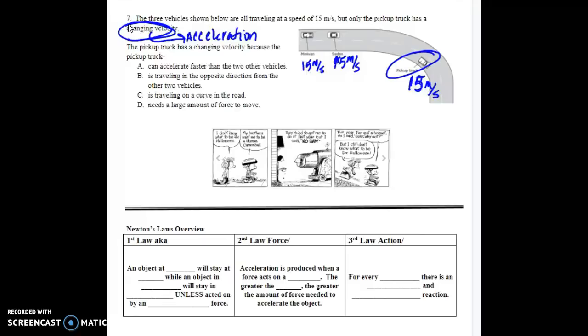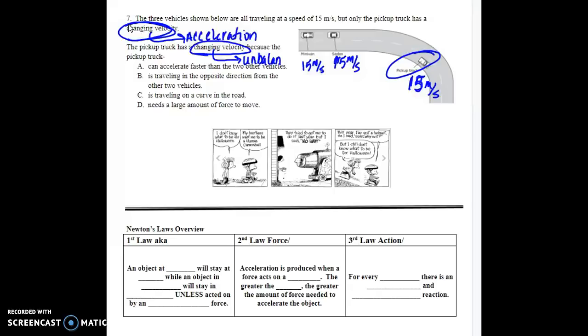And here's our pickup truck. The pickup truck has a changing velocity. Okay, it's changing, so we know it's accelerating. What was that other thing that I told you guys? Oh, yeah, changing. I want you to always think of unbalanced forces, because the only thing that will change an object's motion is an unbalanced force. So let's see. A, the pickup truck can accelerate faster than the 2 other vehicles. While that might be true, is that why the truck has a changing velocity? No. It would only have a changing velocity because of unbalanced forces, not because of how fast it can accelerate.